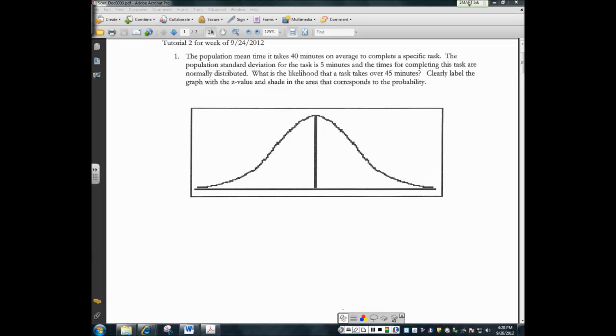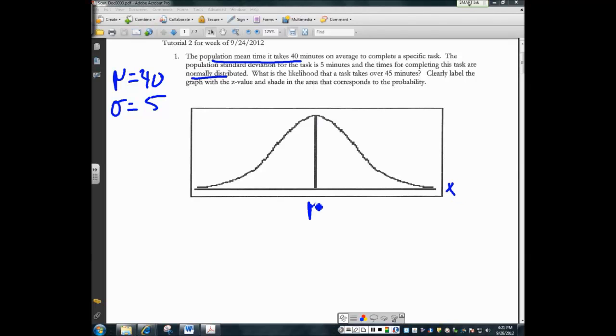Okay, so in this problem, it says that we have a population mean of 40. I'm just going to write that down. The population standard deviation is 5. What's the likelihood that a task takes over 45 minutes? So that's just a normal distribution. It did tell us that. Normally distributed.